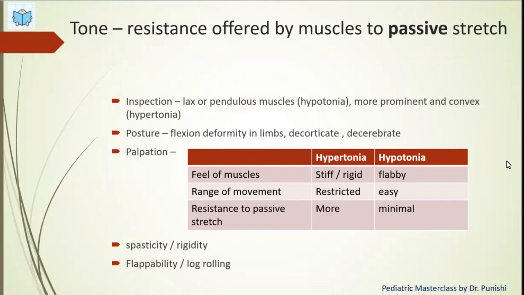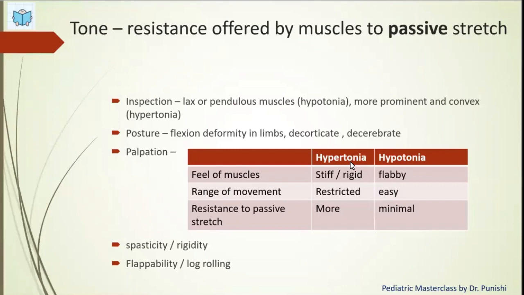When you look at palpation, how do you differentiate whether it is hyper or hypotonia on palpation? So the muscles feel strong or rigid, it is hypertonia. In hypertonia, there's restricted range of motion, and the resistance to stretch or resistance to passive stretch is obviously more if the limb is hypertonic. So that's how we differentiate whether the tone in the muscles is hypertonia or hypotonia.